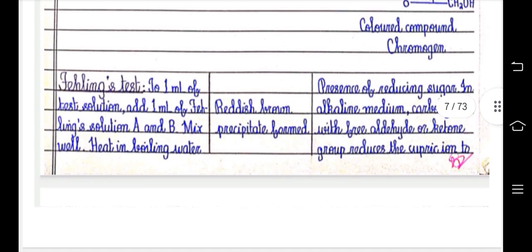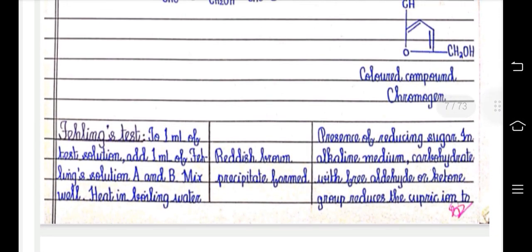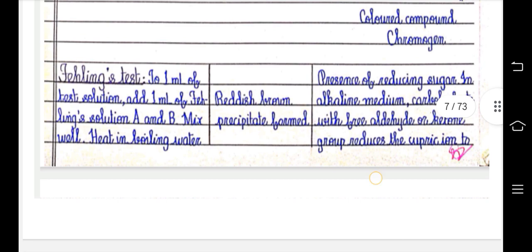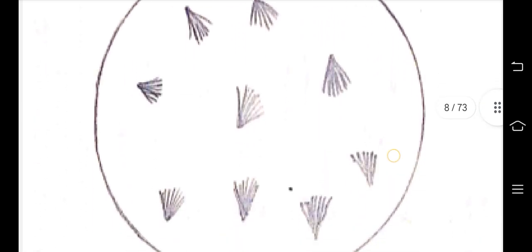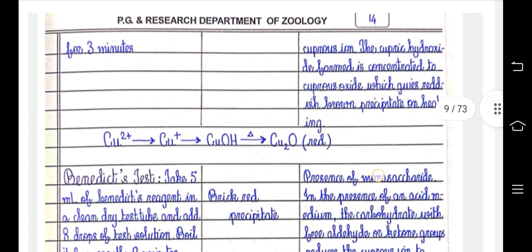Carbohydrate with a free aldehyde or ketone group reduces the cupric ion to cuprous ion. Remember, a positive Fehling's test indicates reducing sugar. Here you can see the structure of glucose. Then the cupric hydroxide formed is converted to cuprous oxide, which gives a reddish brown precipitate on heating.